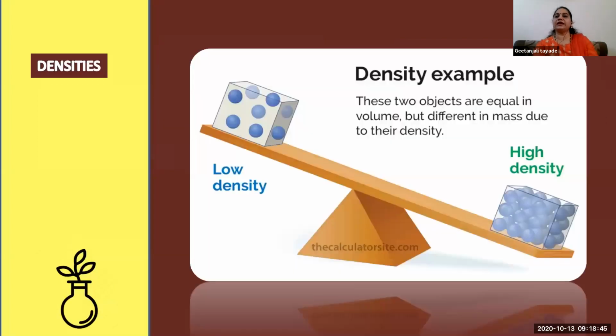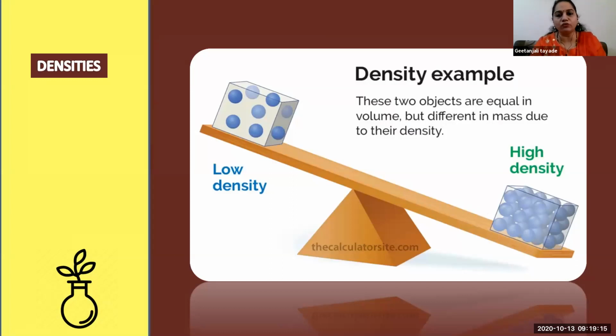The next is density. Density of a substance. For that, see here. Here is a density example. These two objects are equal in volume. Are you able to see this? These two boxes are equal in volume. Volume means they have equal length, height and width. That means they are equal in volume, but different in mass.